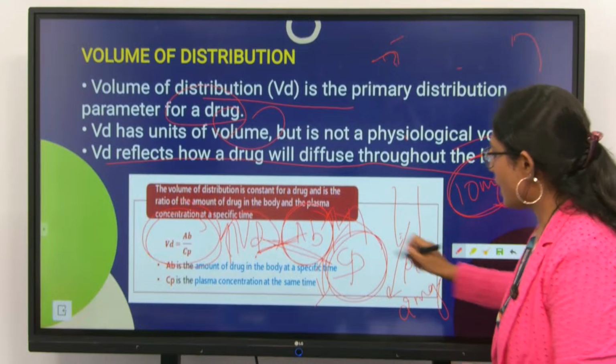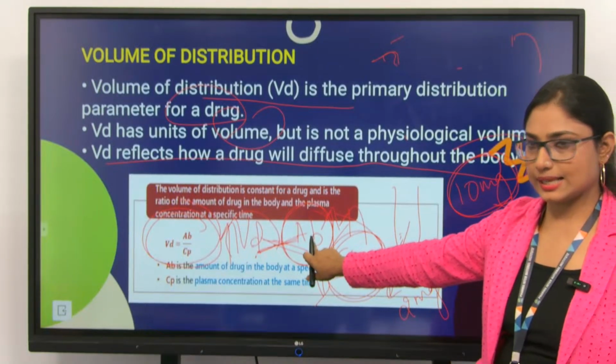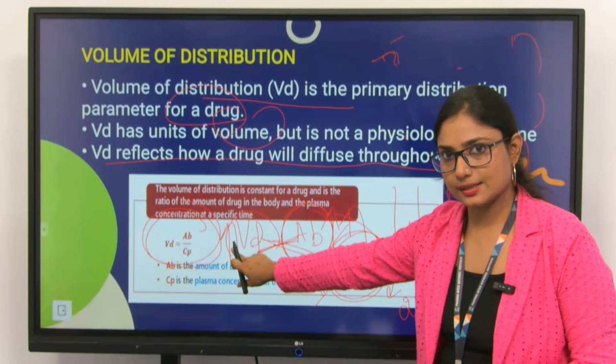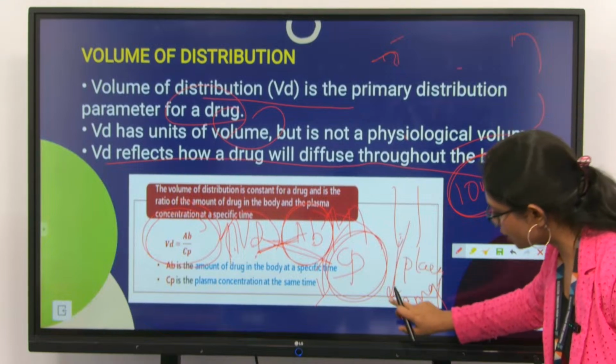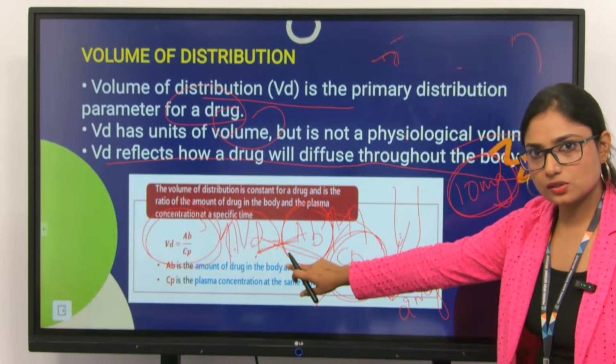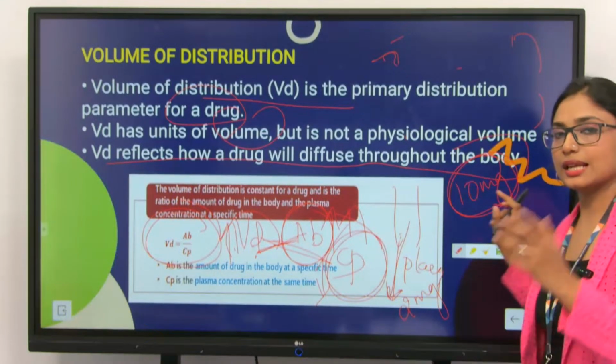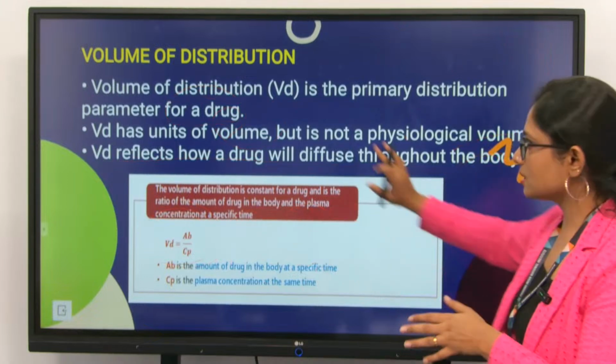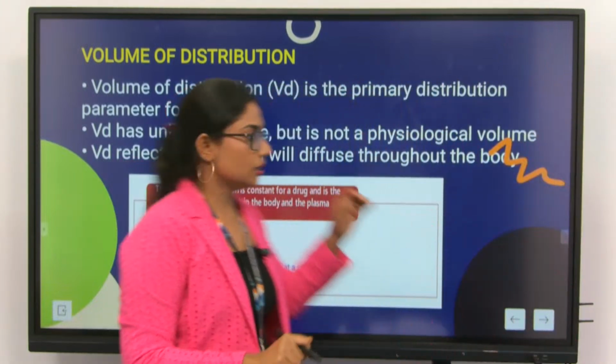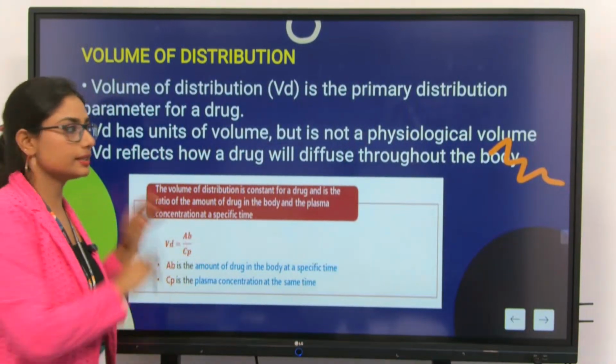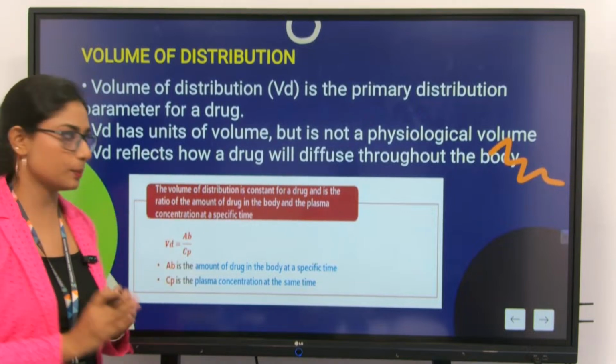So when the amount of drug inside the body increases, the volume of distribution increases. And when the plasma concentration decreases, that also means the volume of distribution increases. So this is a biopharmaceutic term for distribution: volume of distribution.